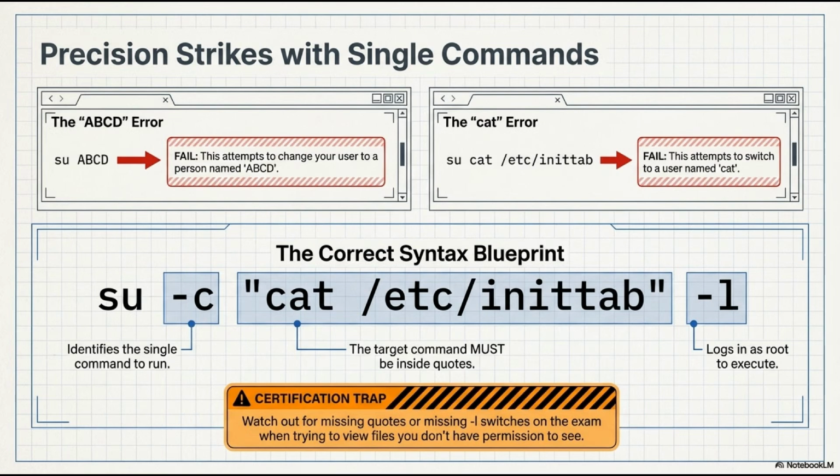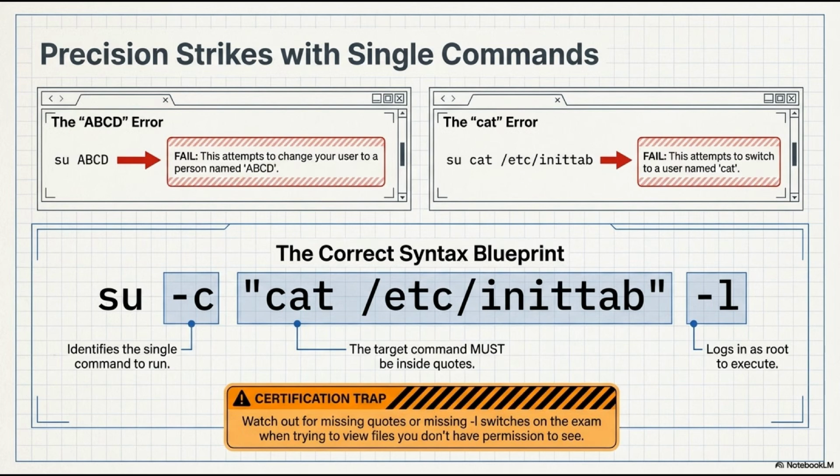It would try to run cat as the command, and then it would get completely confused about what to do with the file path in the context of the su wrapper. Oh, so the quotes bundle the entire executable string into a single argument block so su can hand it off cleanly. Exactly. It keeps it bundled.